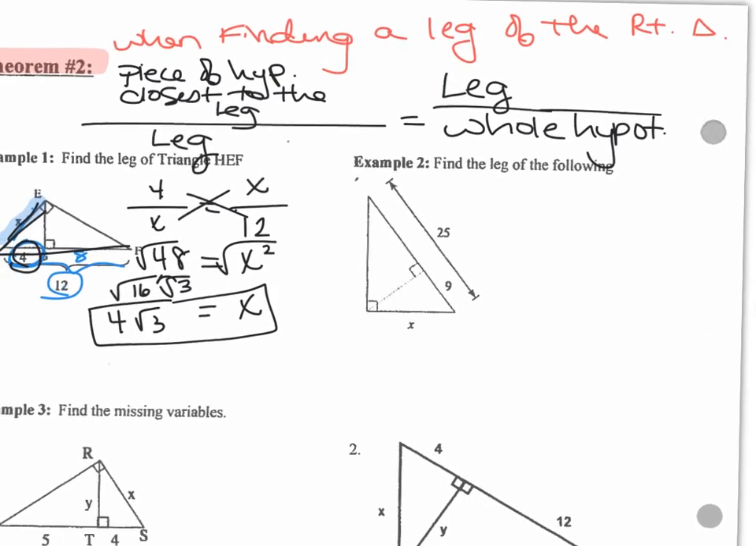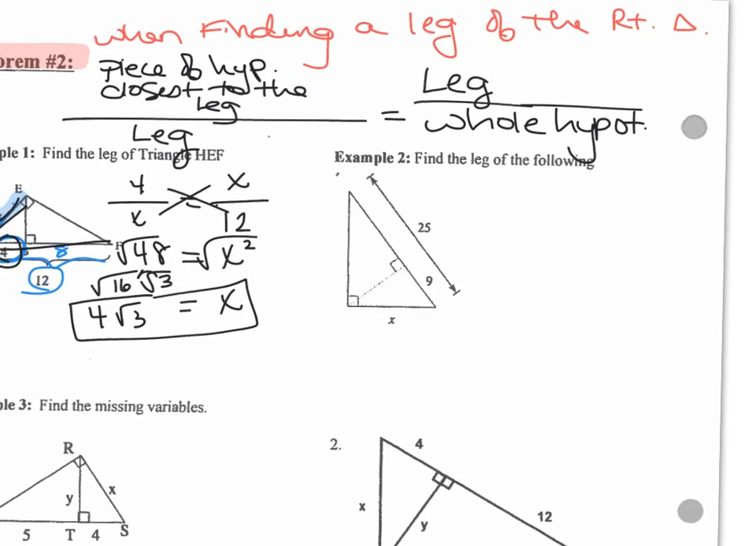Let's go ahead and look at example 2. I'm going to highlight my leg so I can see it. So I want the piece of the hypotenuse that's closest to the leg. What piece is closest? 9 over the leg, which is x, equals the leg, which is x, over the whole hypotenuse, which is 25. So now I'm going to cross multiply and solve.